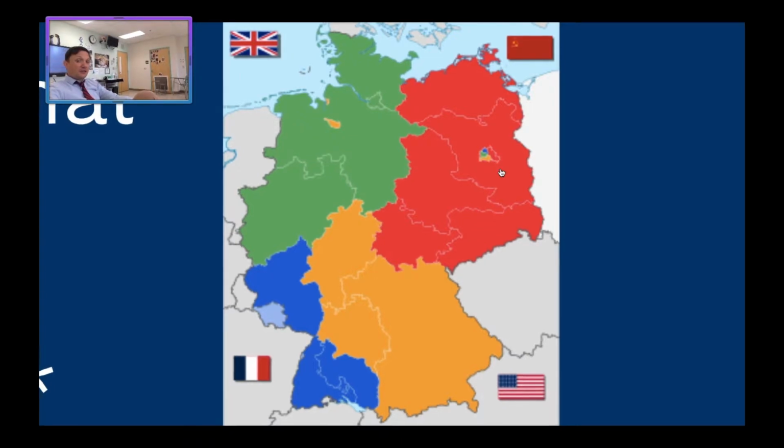Now, interesting little thing, though, is as you can see this little nugget right here that has all these little different colors. That's the city of Berlin, right? So the city of Berlin was then also divided into 4 different sectors. So you had a West Berlin and an East Berlin, right?